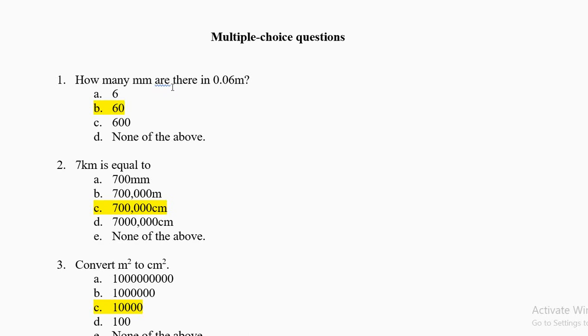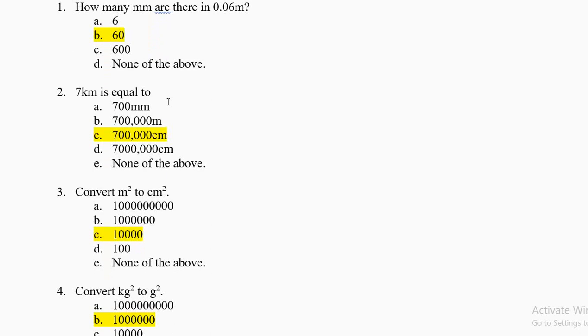So how many millimeter are there in 0.06 meter? 1 meter is 100 centimeters and 1 centimeter is 10 millimeters. So 1 meter is 1000 millimeters. So multiply 1000 into 0.06, you'll get 60. So 60 is the correct answer. How much is 7 kilometer equal to? 1 kilometer is 1000 meters and 1 meter is 1000 millimeters. So first answer is not correct. Second is also not correct. Third one is correct because it says 700,000 centimeters. So 7 kilometers is 7000 meters into 100 centimeters. So it is 700,000 centimeters.